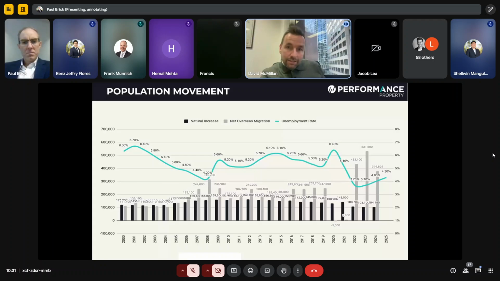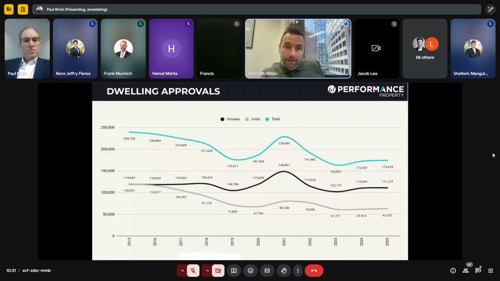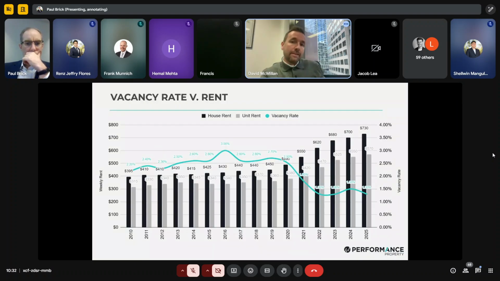And so if you go to the next slide there, Paul, this is dwelling approvals since 2021. It's not commencements, it's approvals. And even though dwelling approvals are down, dwelling commencements are down even further, because there's a lot of sites across the country that aren't feasible with the rise in construction costs, especially in places like Melbourne where there hasn't been price growth.